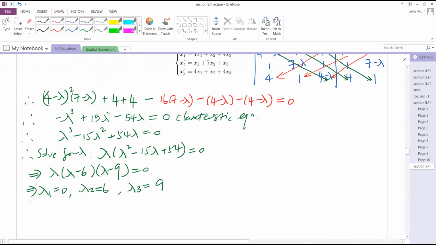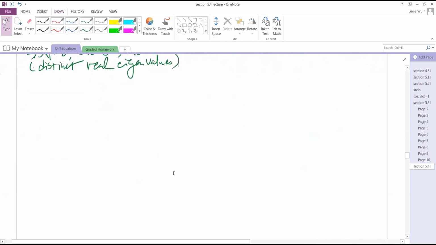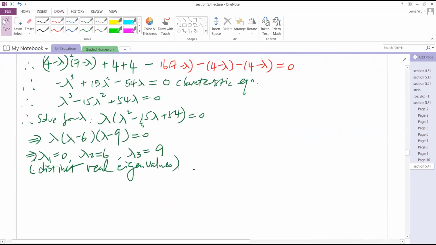Okay, so let me put it here. Where's my pen? Oh, here. Okay. So distinct real eigenvalues, which matches our case, right? Distinct real eigenvalues. Okay, so next we need to look for the V1, V2, and V3 for each individual one. So next, find eigenvectors.